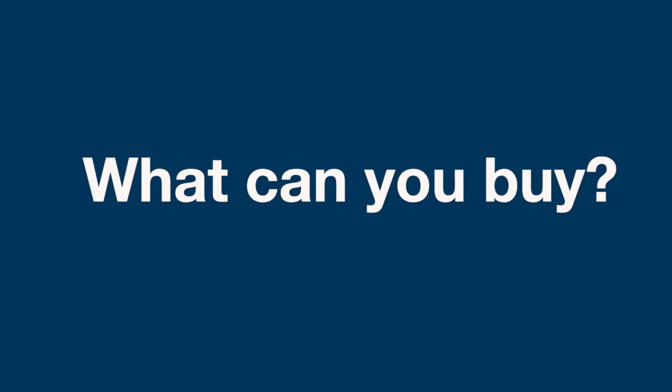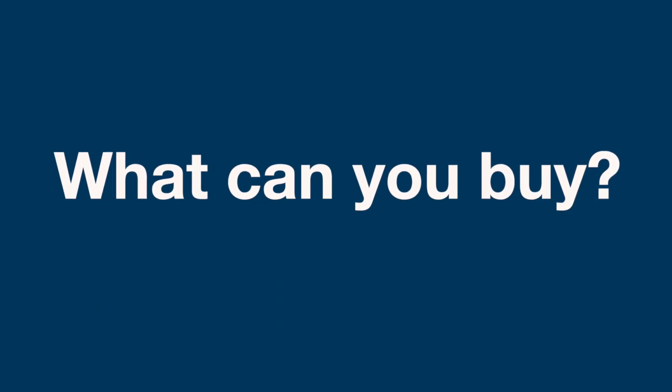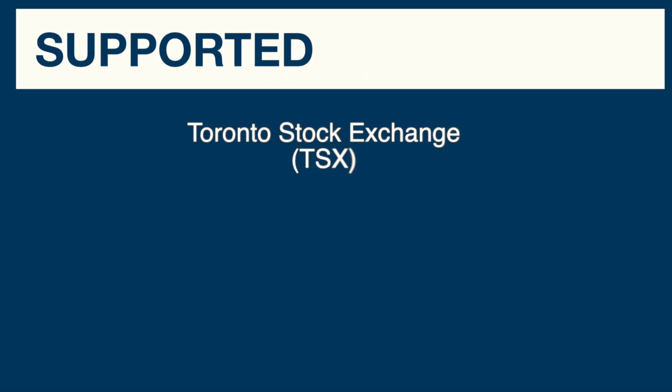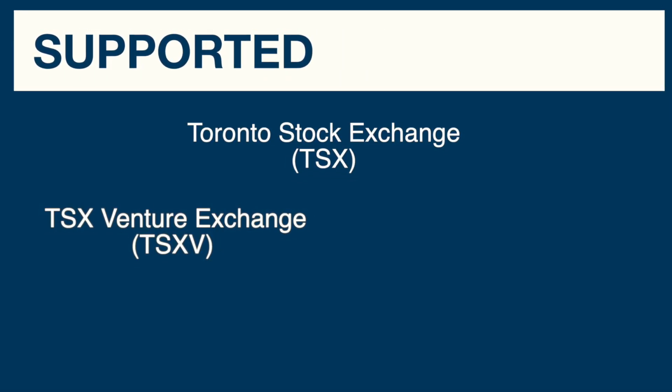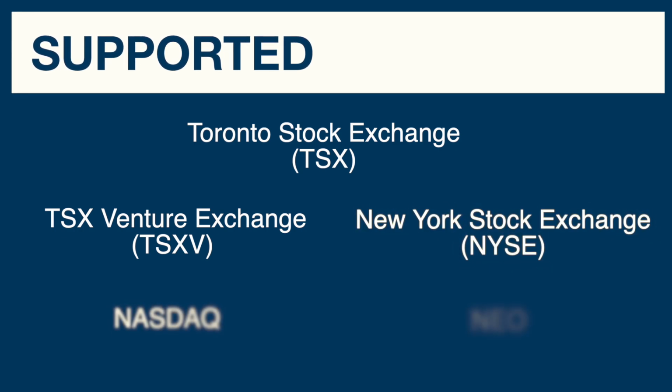The next section is what types of securities you can buy and sell on Wealthsimple Trade. So this one is going to be actually pretty quick. You can buy and sell almost all types of securities on the Canadian or American stock market. And specifically, these are the exchanges that are currently supported by Wealthsimple Trade: Toronto Stock Exchange, Toronto Stock Exchange Venture Exchange, New York Stock Exchange, NASDAQ, and NEO.